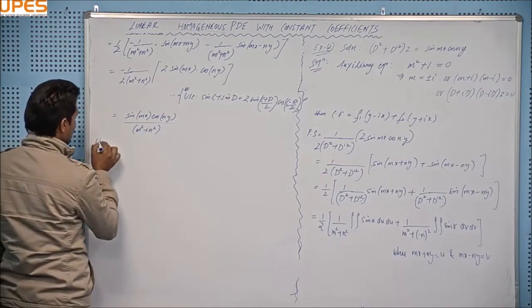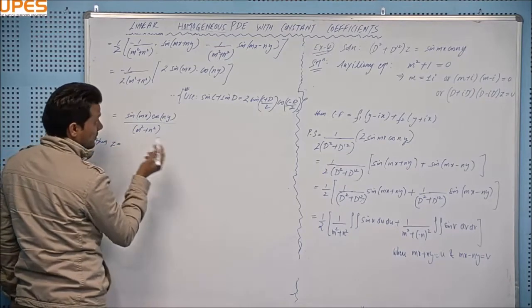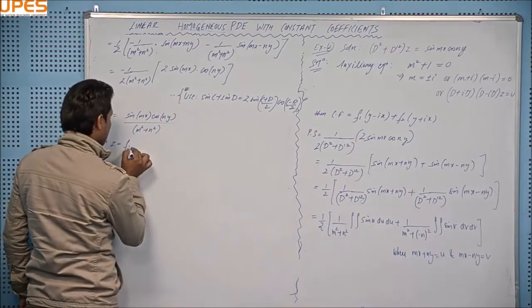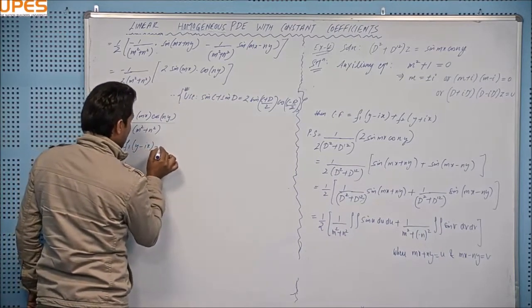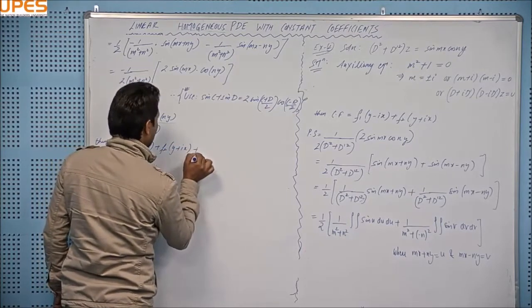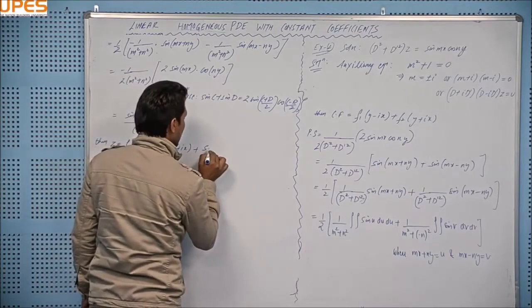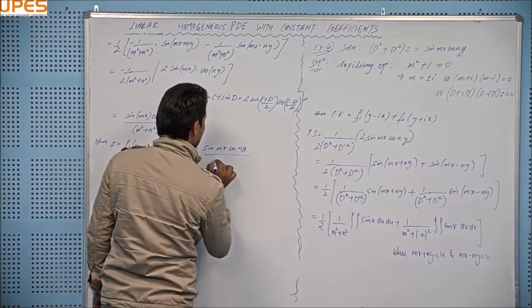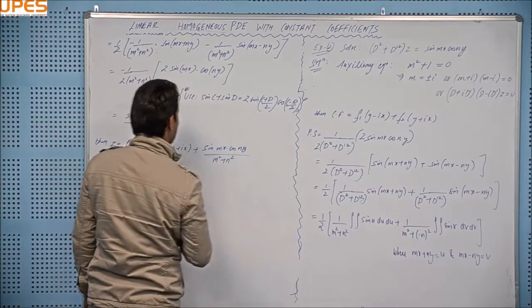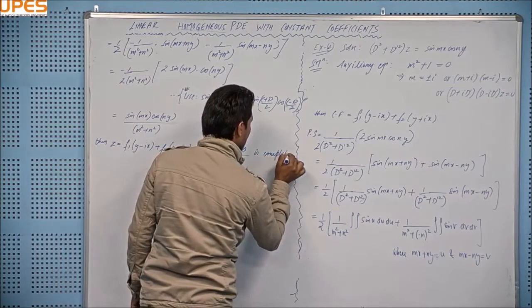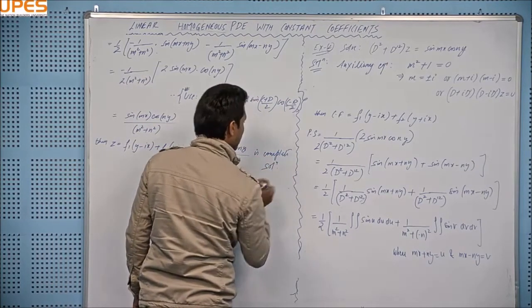Then the complete solution is given by z equal to the complementary function. This was the complementary function, f1 y minus eta x plus f2 y plus eta x plus this particular solution sine mx cos ny upon m square plus n square. This is the complete solution.